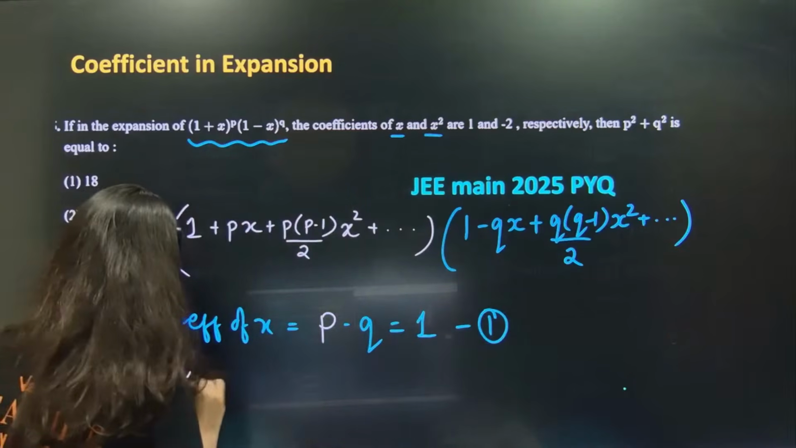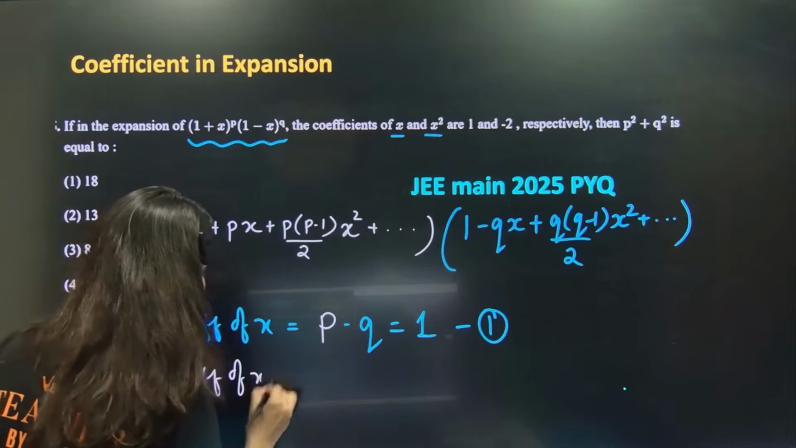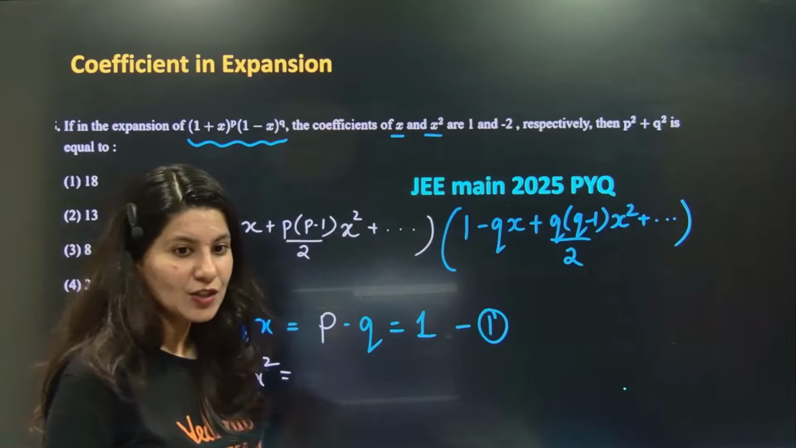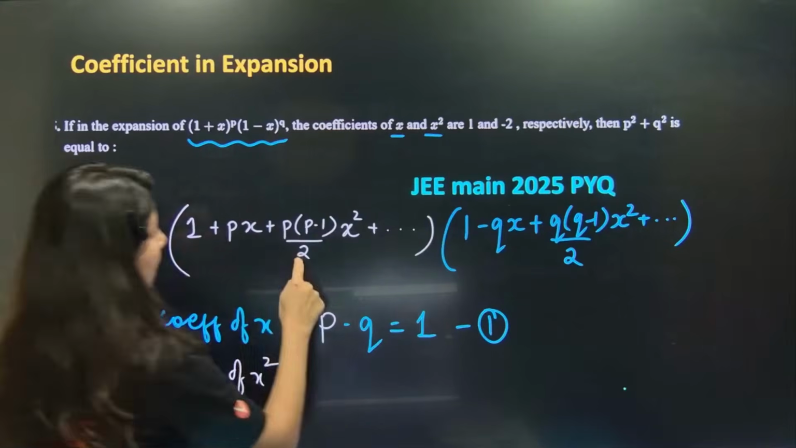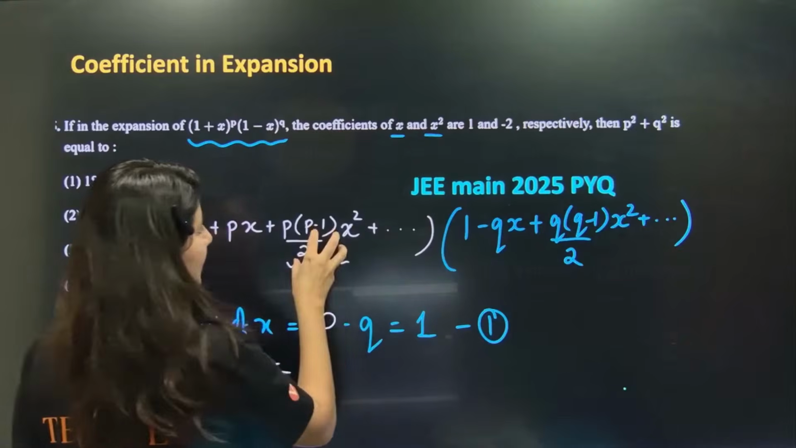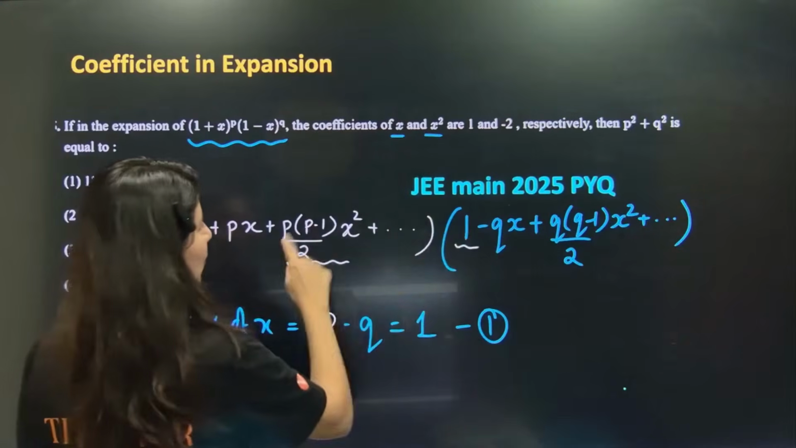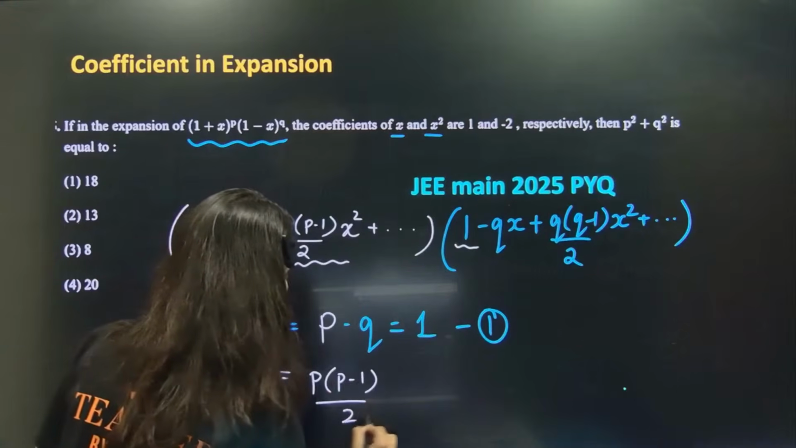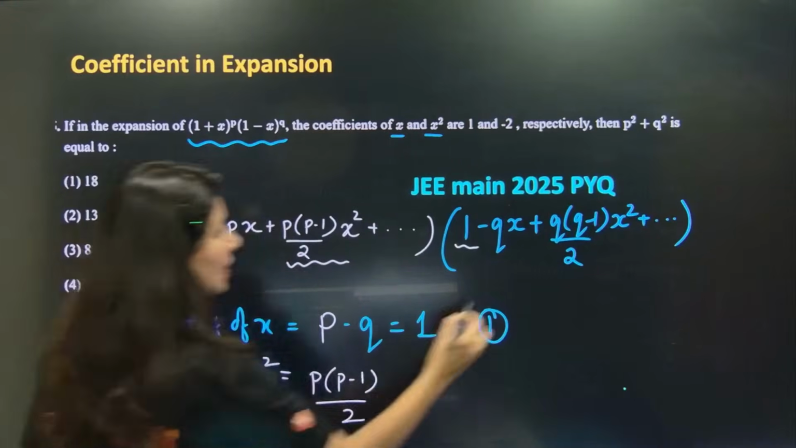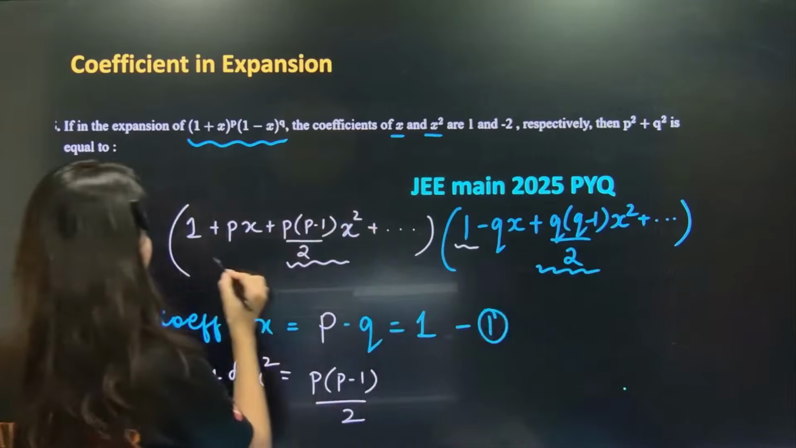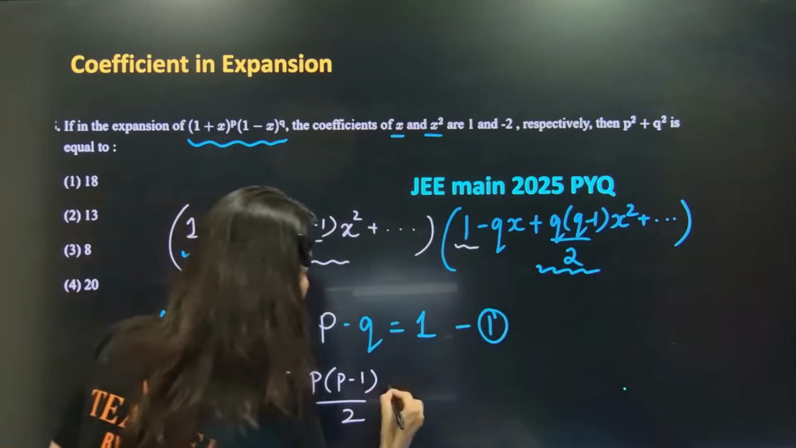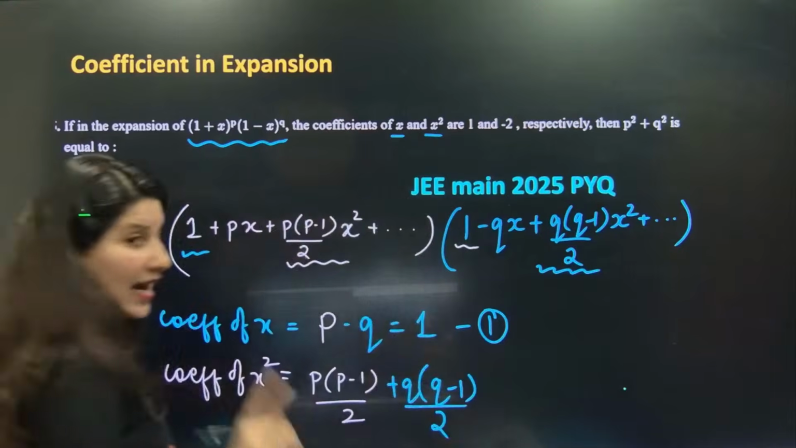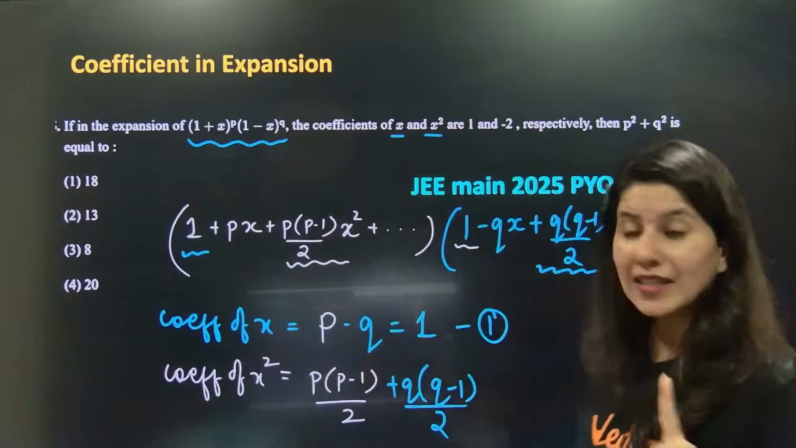Now the coefficient of x square, be very careful. Do not leave any term. We will get the coefficient of x square if this x square gets multiplied with 1. So p minus 1 upon 2. Now if you multiply this particular thing, q minus 1 into 1, then also, so plus q minus 1 by 2.